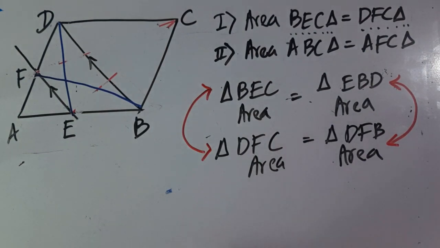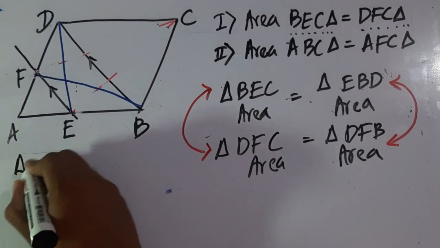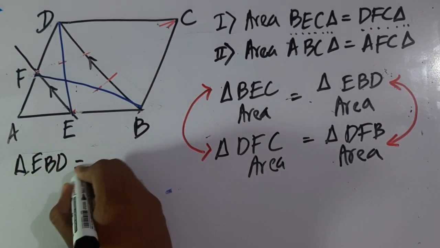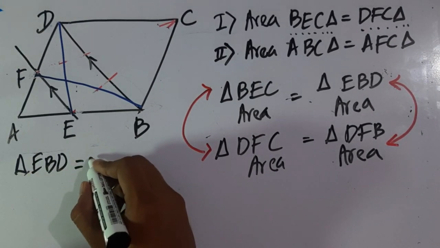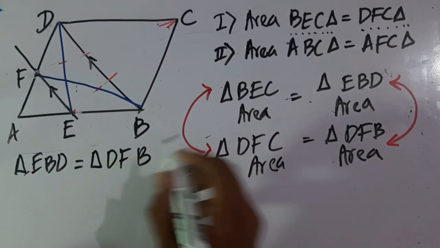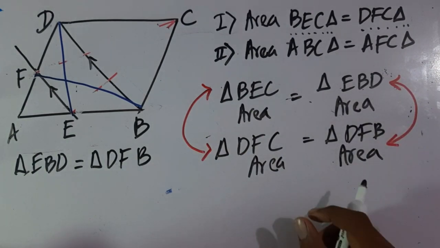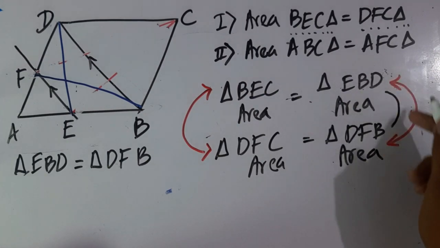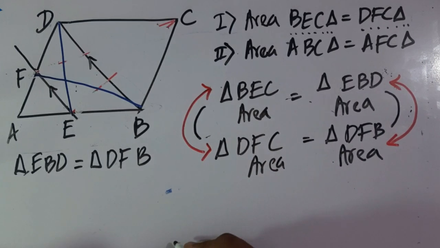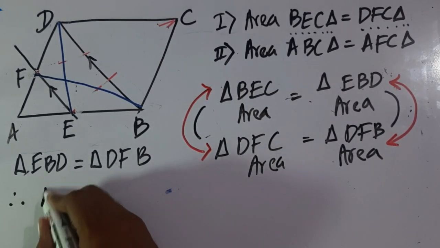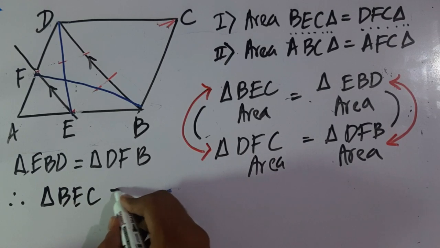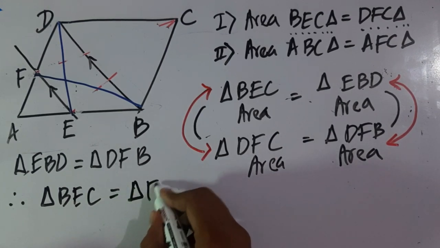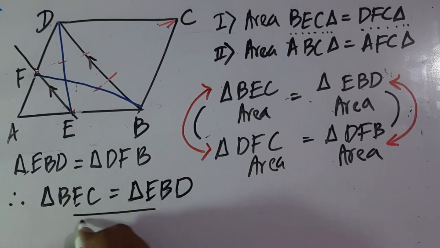So now you can tell, triangle EBD area is equal to, mention the word area, triangle DFB. Again the same reason, for everything it's the same reason: common base between the same pair of parallel lines. So now I have said these two are equal. By axioms, if these two sides are equal, these two sides also must be equal. Therefore you can tell triangle BEC area will be equal to triangle EBD area. That's how you finish the first part of the question.